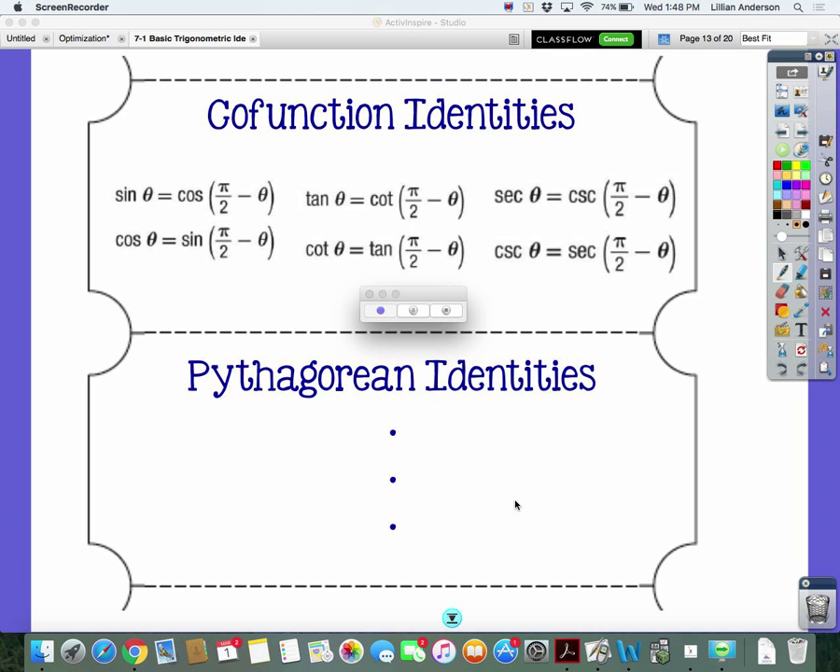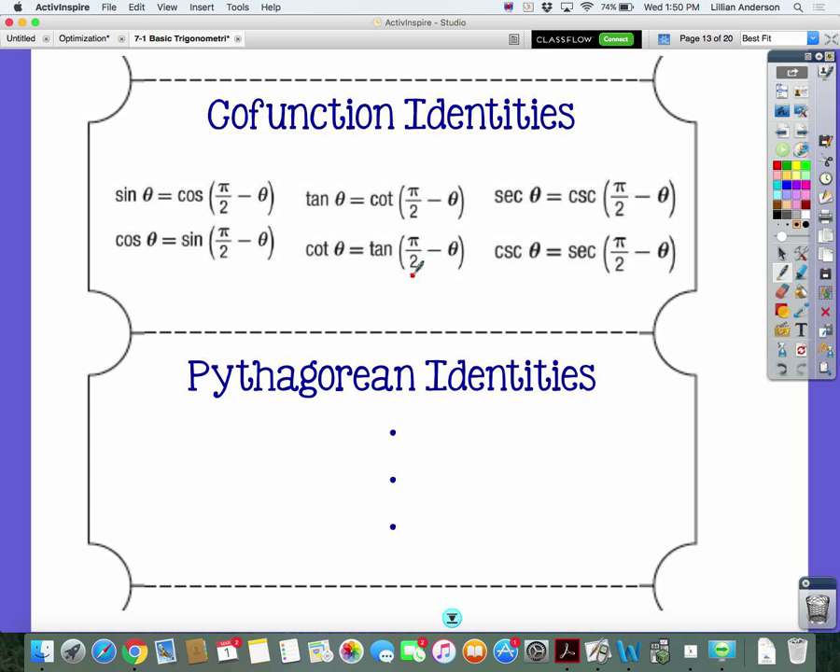So we talked about your reciprocal identities, which are basically the reciprocals of each other. The identity, sine theta is equal to what? 1 over cosecant theta. Okay? And then cotangent theta was equal to? Cosine over sine. That is a quotient identity. What about the reciprocal identity? 1 over tangent.